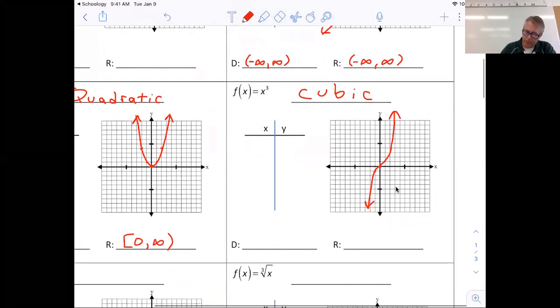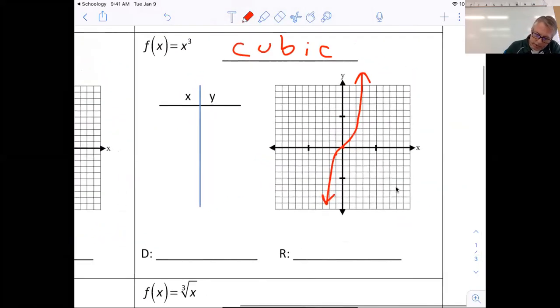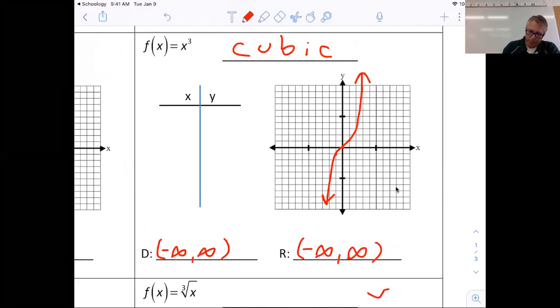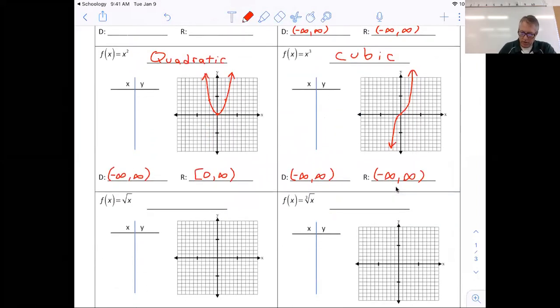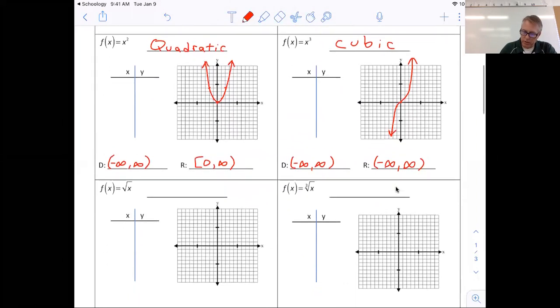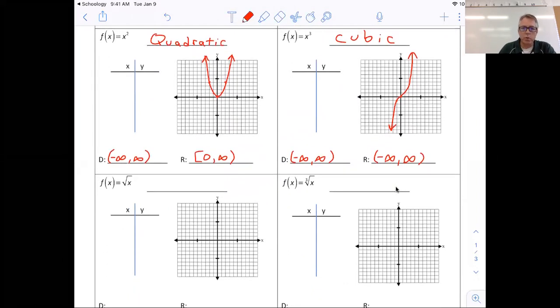And so its domain is all real numbers. So from negative infinity to infinity. And its range is also all real numbers from negative infinity to infinity. All right, if I'm going too quickly, just ask me to slow down, please. I'll just keep rolling. Because the next ones are ones that you're probably not as familiar with.